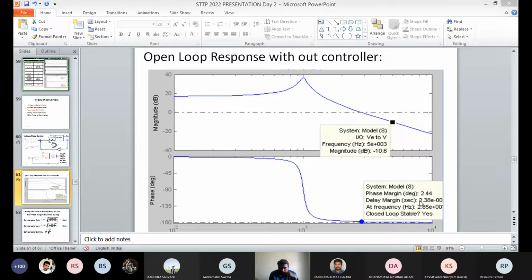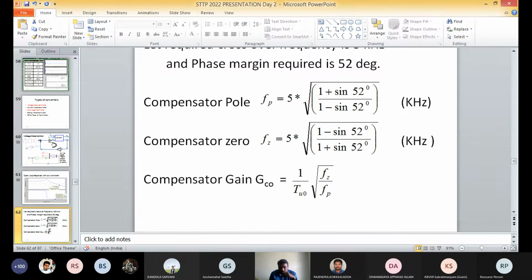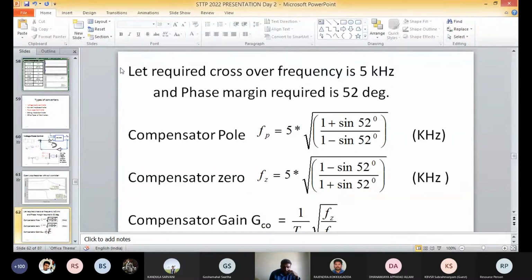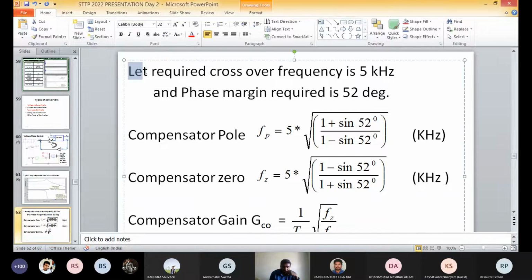Here this response was already observed. That is the phase margin. The phase margin is only 5.44 degrees at a frequency of 5 kilohertz. By observing this open loop response, they assume the required crossover frequency of 5 kilohertz and the required phase margin of 52 degrees. These are their expected values. Actually the phase margin they have is 2 degrees only, but here they are expecting 52 degrees.